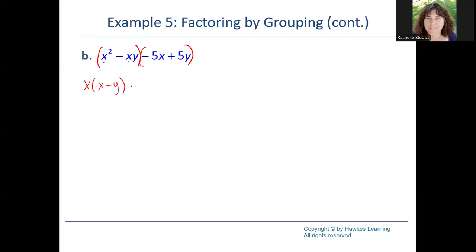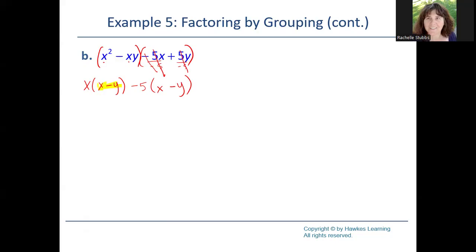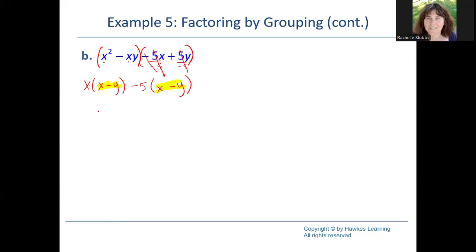I could factor out a -5, and if I do that, let's just show you, I have a -5 and a -5. What's left over? Because the negatives will cancel, I'm left over with x and minus y. And now look, I have an x minus y common in both. I can factor that out. And now that it's factored out, what's left over? x minus 5. And that is my second factor.